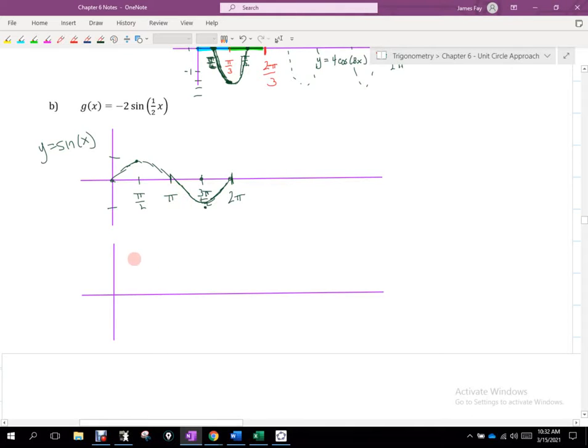Now, if we're going to go negative 2 sine of 1/2 x, the first thing you have to do is identify the period. Period is equal to 2 pi over b. What is the b value here? 1/2. So 2 pi divided by 1/2 ends up being 4 pi. Does that make sense?